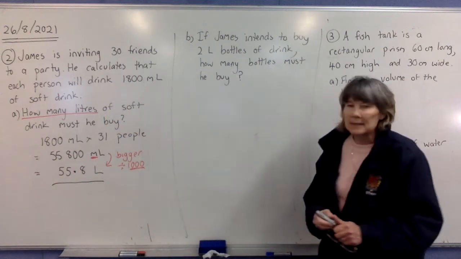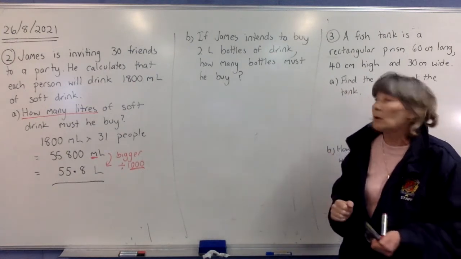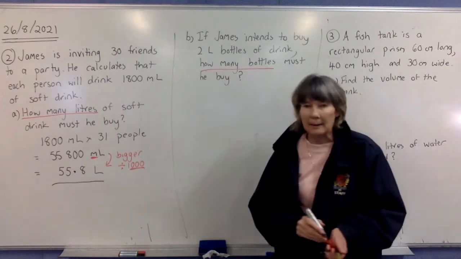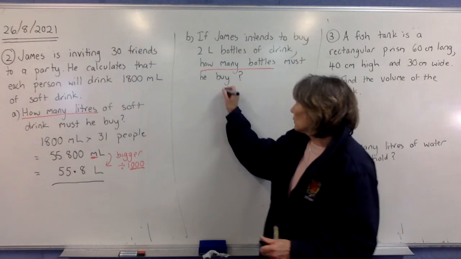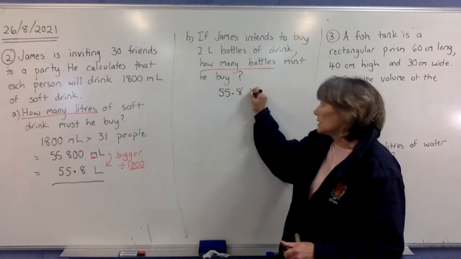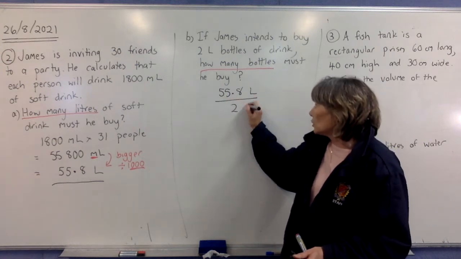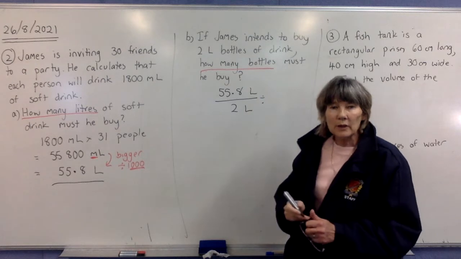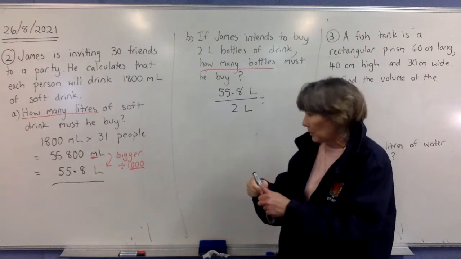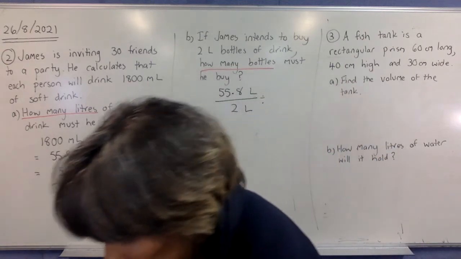Now part B says, if James intends to buy 2-litre bottles, those really big bottles of drink, how many bottles must he buy? So to do this question, we have to look at how much we need, which is 55.8 litres that we found in the previous question. Divide by the 2 litres and just see how many lots of 2 litres go into that volume that we need, okay? Or the capacity that we need, because it's in litres.